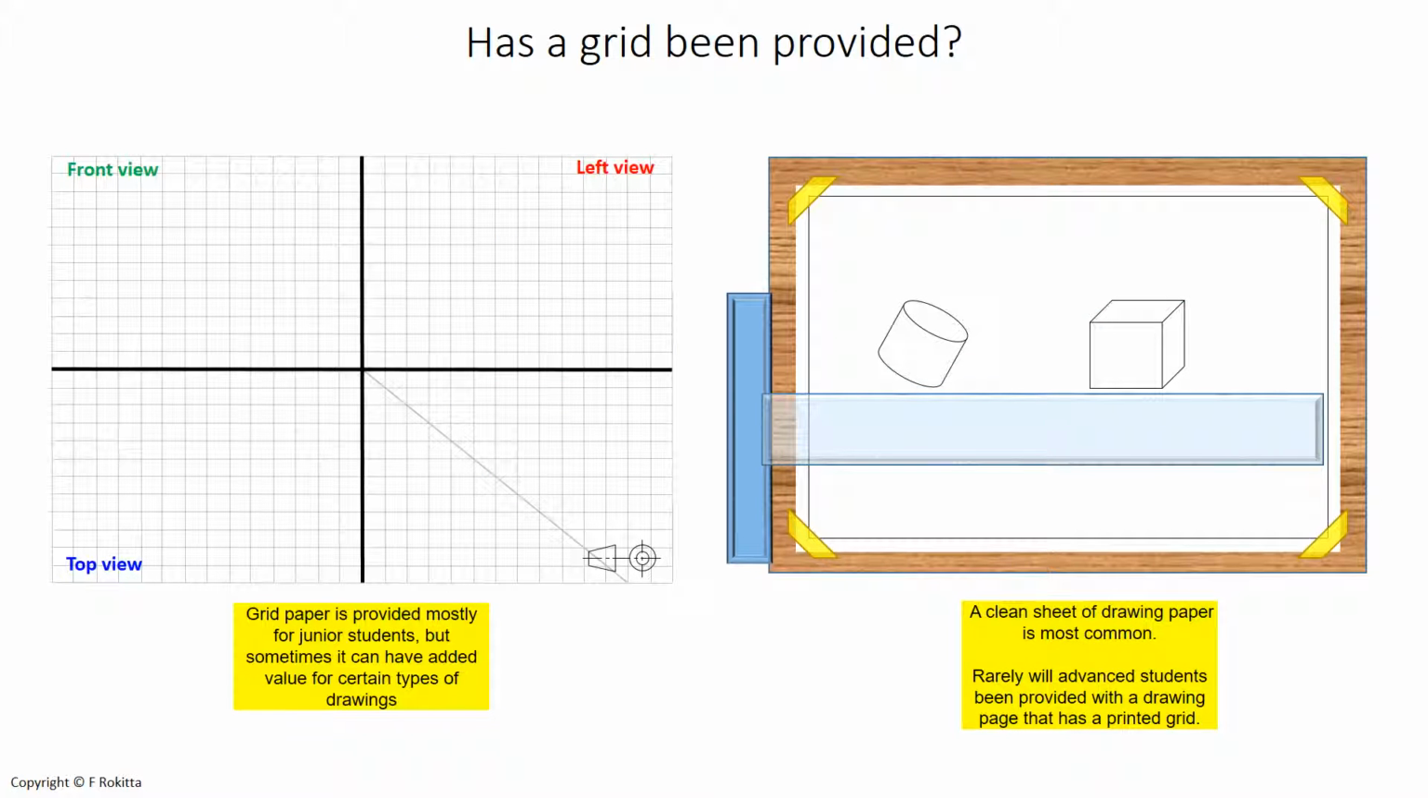Has a grid been provided? It is important to understand whether or not your answer should be drawn on grid paper or on a blank sheet of paper. Usually we use grid paper for the junior phases in drawings. The senior phases mostly make use of a blank sheet of paper. You will draw your answer on the type of paper that has been provided for you. Make sure you read your question properly in order not to incur penalties when you draw on the wrong type of paper.